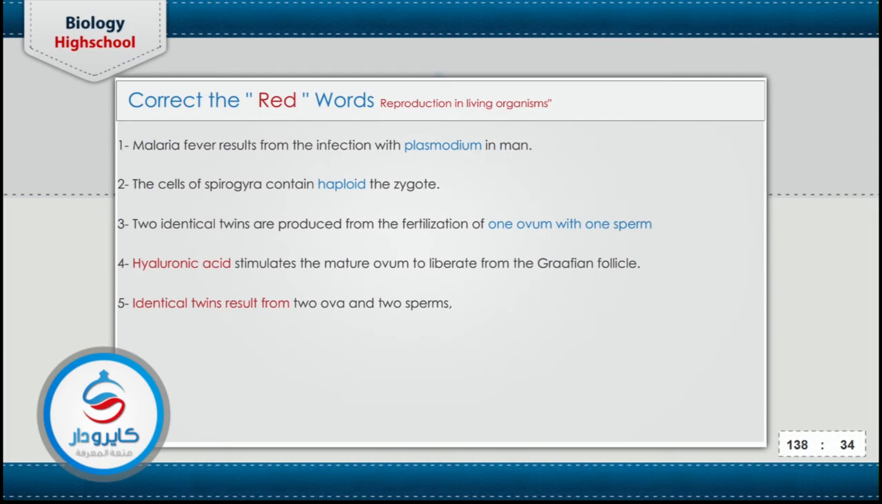The hyaluronic acid stimulates the mature ova to liberate from the graafian follicle. We understand that the stimulus of the graafian follicle to release the mature ova and change into the corpus luteum is the hormone secreted from the pituitary gland, which is called the luteinizing hormone or the LH hormone.